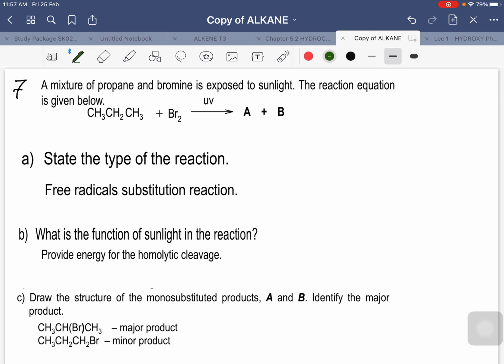Question 7: a mixture of propane and bromine is exposed to sunlight. The reaction equation is given. Propane reacts with bromine in the presence of UV, producing two products A and B. State the type of reaction.